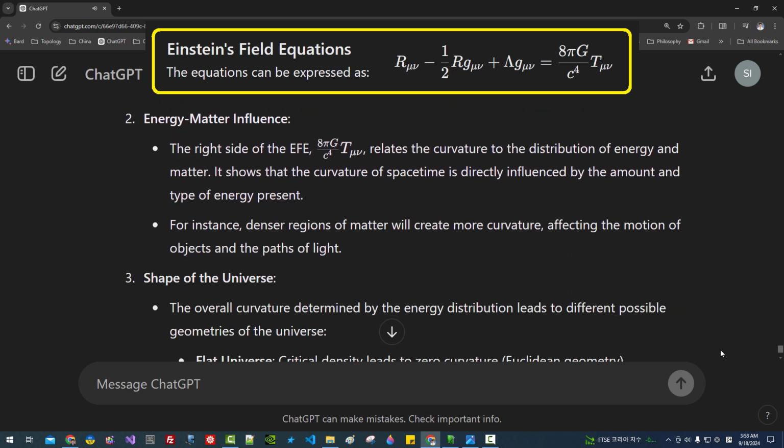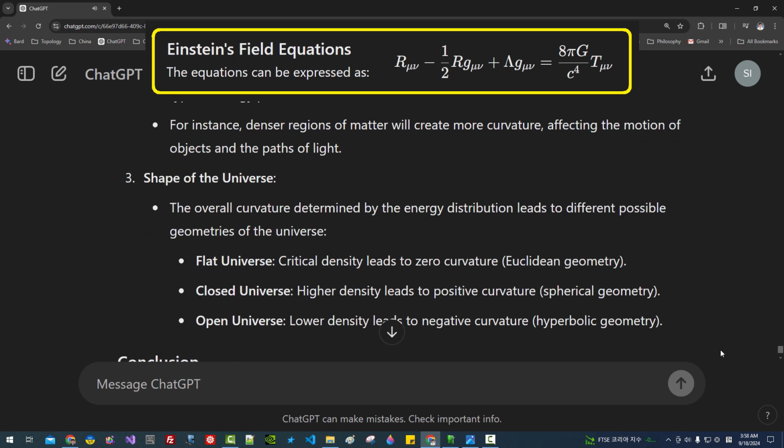2. Energy-matter influence. The right side of the EFE, 8 pi G over c to the fourth times T mu nu, relates the curvature to the distribution of energy and matter. It shows that the curvature of spacetime is directly influenced by the amount and type of energy present. For instance, denser regions of matter will create more curvature, affecting the motion of objects and the paths of light.